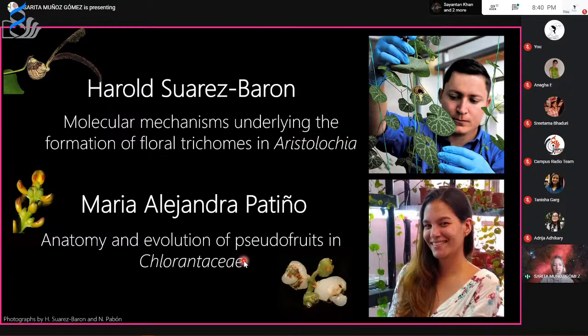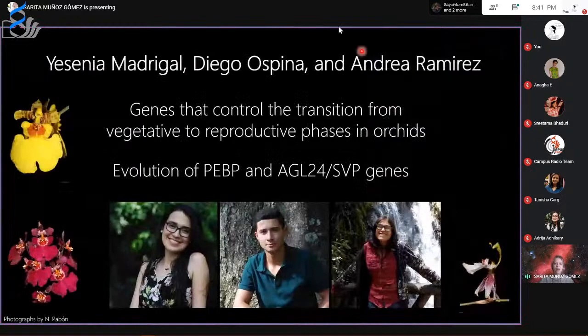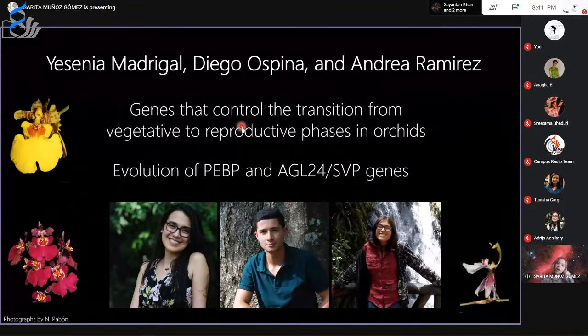And Maria Alejandra is working in the Chloranthaceae family, and she is trying to understand the anatomy and the evolution of fleshy fruits, such as this one in Hedyosmum. And there's a big project on orchids in the lab. Three members of the lab are working or have worked in this project that tries to evaluate the genes that control the transition from vegetative to reproductive phases in orchids.